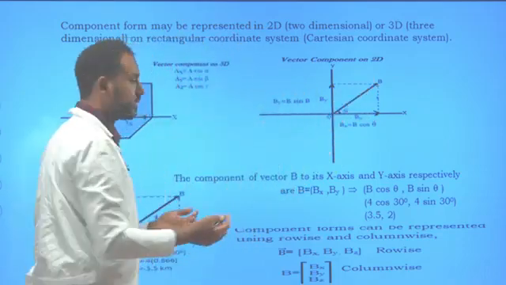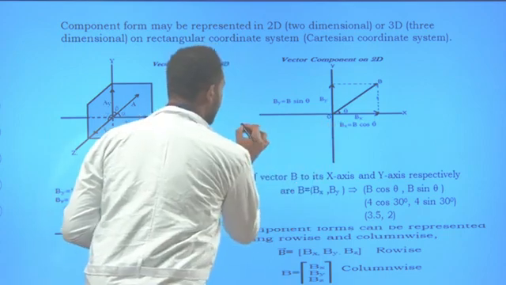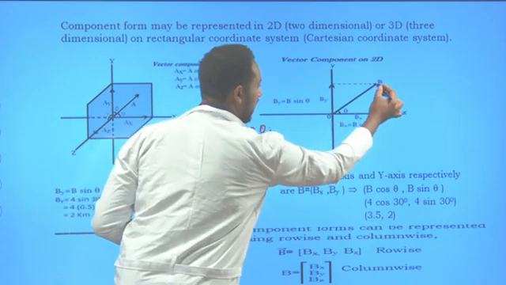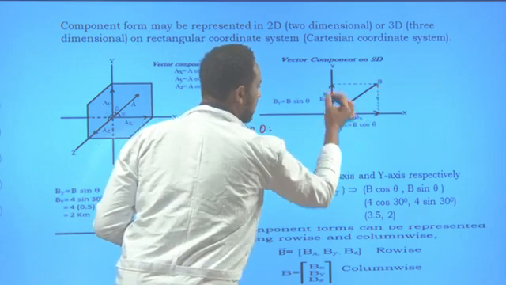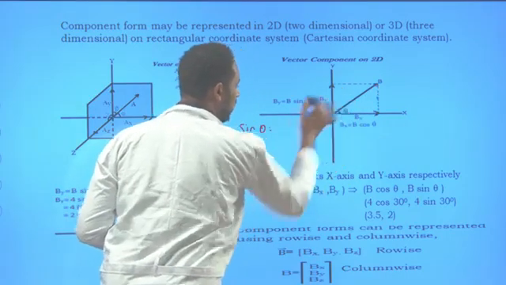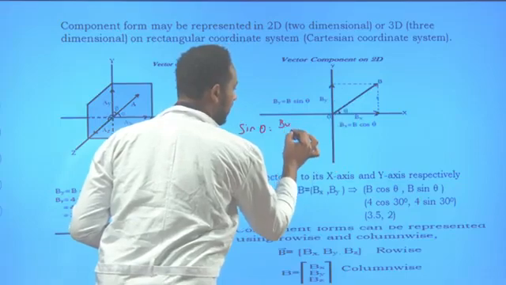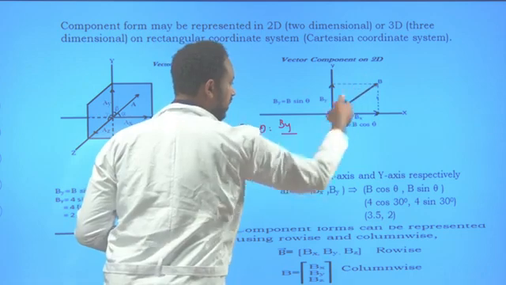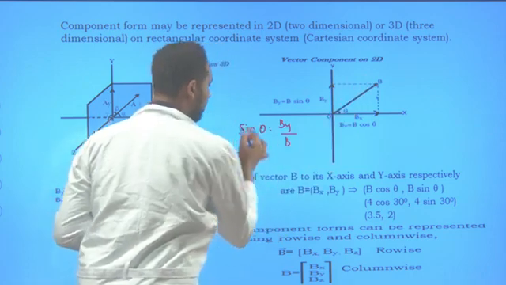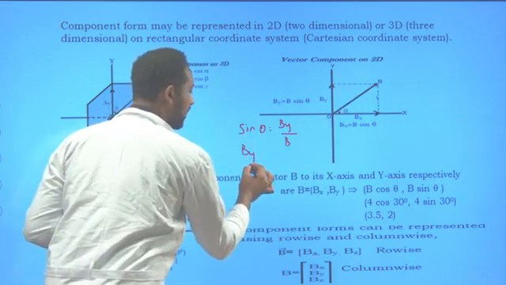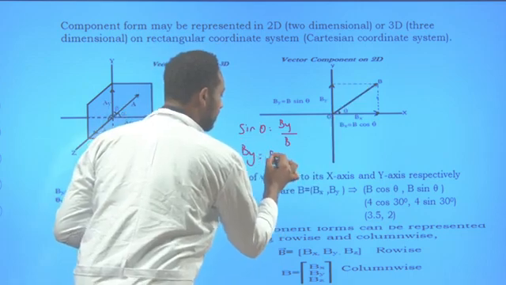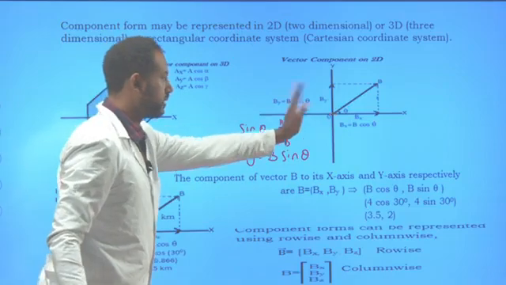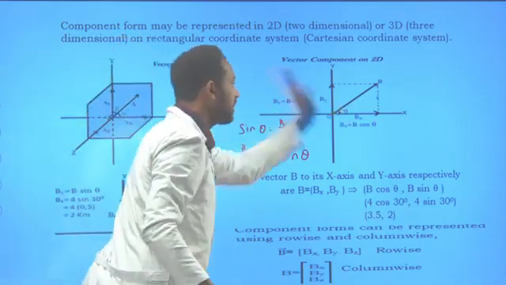From your mathematics lesson in trigonometry, you know that sine theta means opposite over hypotenuse. The opposite side here is the component of this vector along the y-axis, so it is the component of vector B along y, over the hypotenuse. The hypotenuse is vector B. Therefore, the component of vector B along y is the magnitude of vector B times sine theta. This is how we represent the component, or how we split this vector.